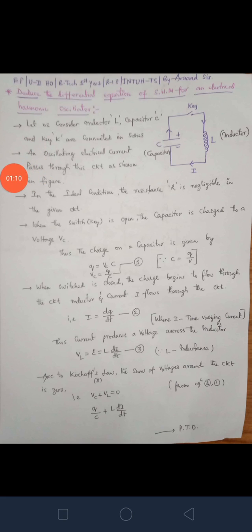So what happens when the key is closed? Then current flows. Before that, let us consider the key is open. When the key is open, the charges are stored in a capacitor. A capacitor is a device which stores electrostatic charges, and that is known as the capacitor. Before the key is closed, charges are stored in the capacitor.